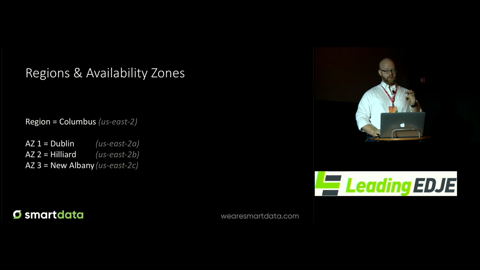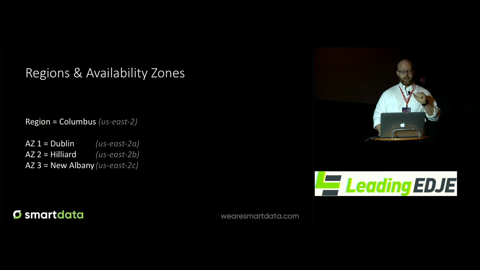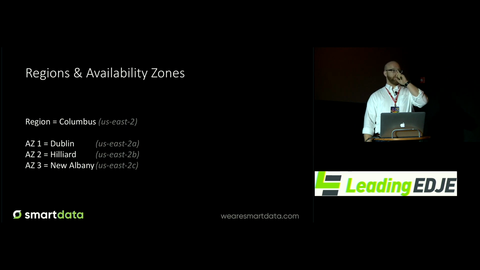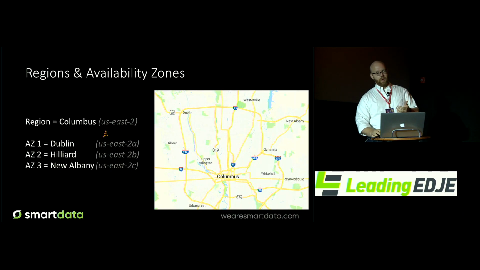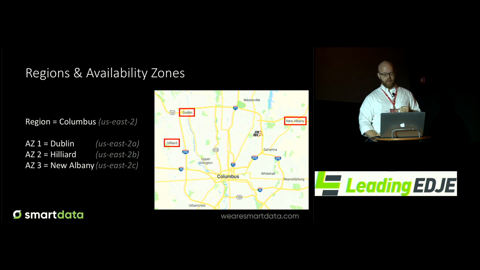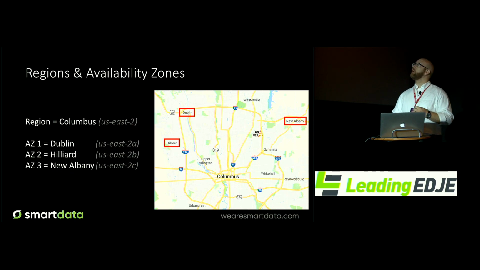To put that into specific terms, there's the Columbus region that I mentioned. It's one of the newer regions in AWS, launched in 2016, I believe. And then there are 3 AZs. There's one in Dublin, one in Hilliard, and one in New Albany. Now, I'm geographically challenged, so I like to see these things on a map. We are right about there. You have an AZ in Dublin, one in Hilliard, and one over in New Albany.